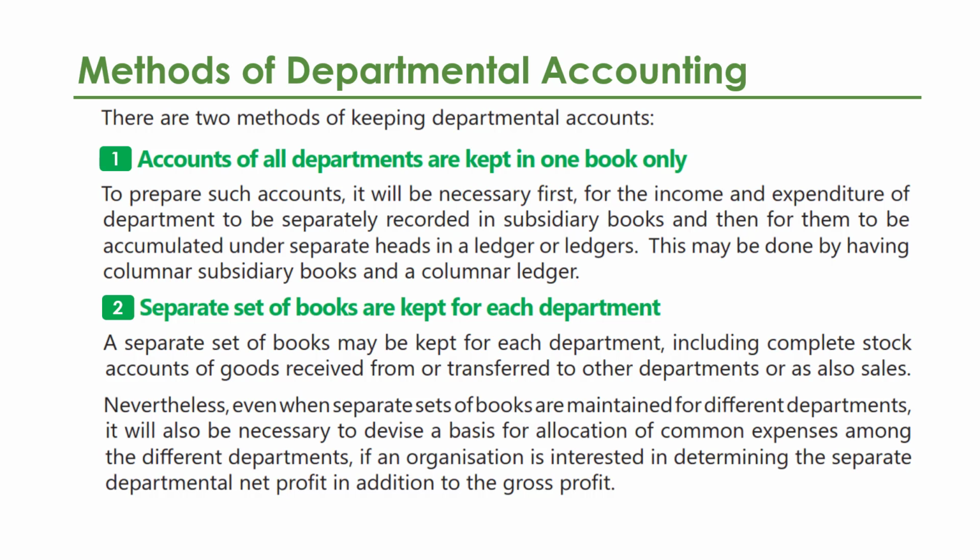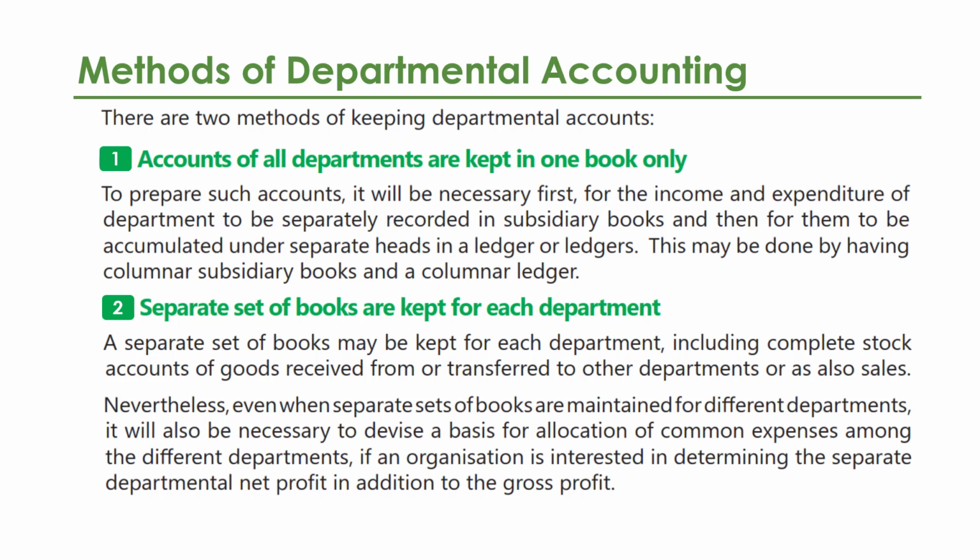Another method will follow when a separate set of books is kept for each department. A separate set of books may be kept for each department, including complete stock accounts of goods received from or transferred to other departments, as also sales. Nevertheless, even when separate sets of books are maintained for different departments, it will also be necessary to devise a basis for allocation of common expenses among the different departments.